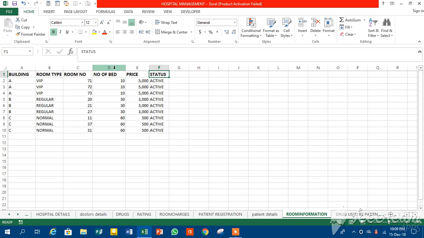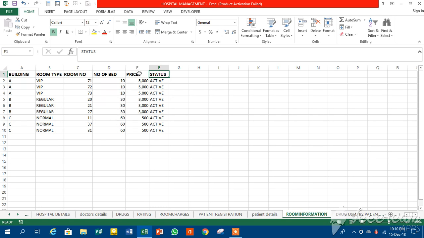In this column here, we see that each room has a specific number of beds. In our first VIP room here, the room has 10 beds, same to the second, same to the third, and the regular rooms, each room has 30 beds, and the normal rooms have 60 beds.